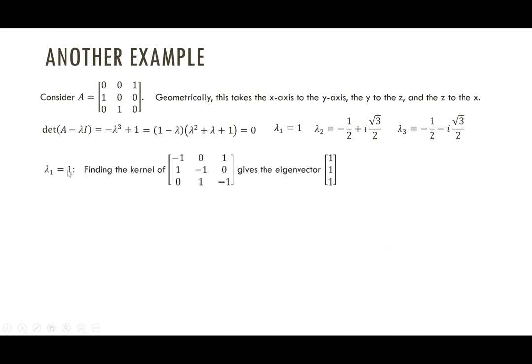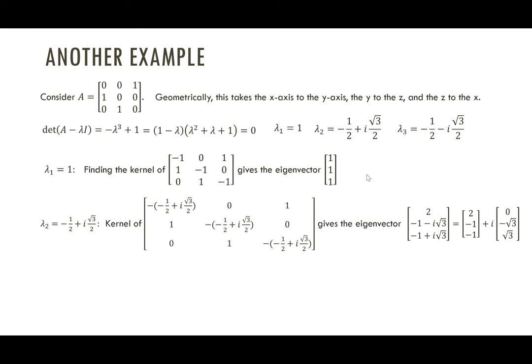Well, for lambda 1, which is 1, to find the eigenvectors we've got to find the kernel of this matrix. And you can check that this actually is in the kernel. But if you'd gone through the process of finding the kernel, you would find that we get this eigenvector 1, 1, 1.